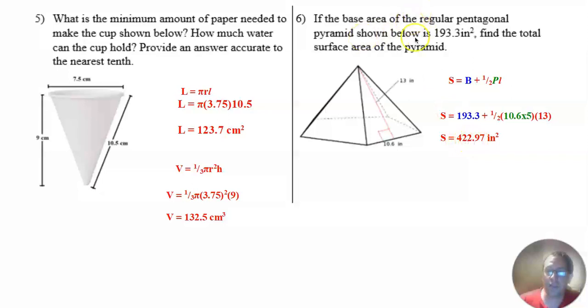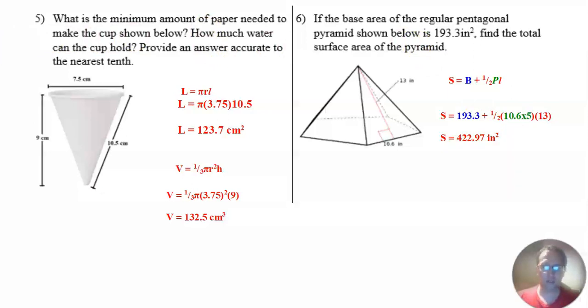422.97. This one does not say what to round to, so we'll just go to the 100th. Why not? If you went to the 10th, that's fine. If you went to the 10th, it would be 423.0, because that's going to round this up to 10. It is going to be square inches. Okay. So that one's a little bit different.